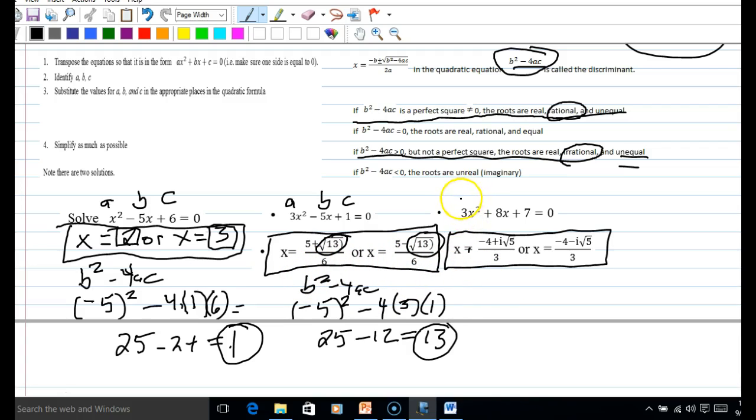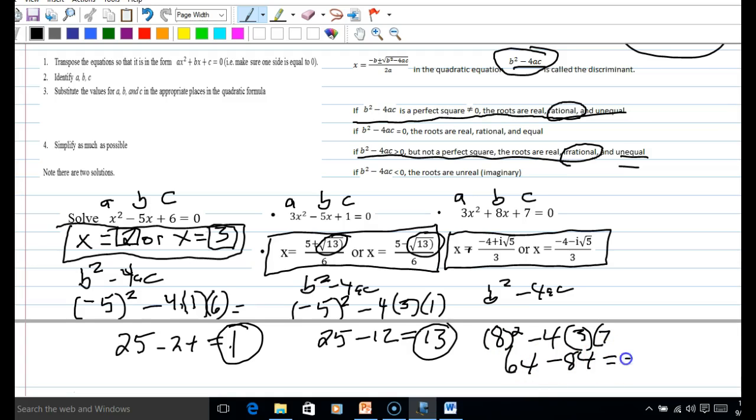The last example: a is 3, b is 8, and c is 7. So if I look at the discriminant, b squared minus 4ac, b is 8, so that's 8 squared, minus 4 times a, which is 3, times c. So that's 64 minus 84, which is negative 20. So here the discriminant is negative.